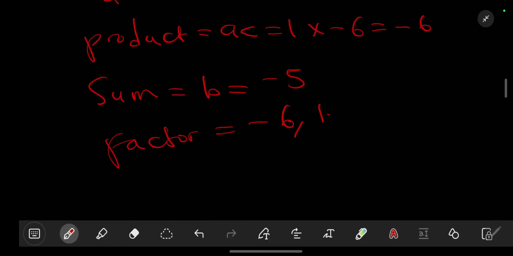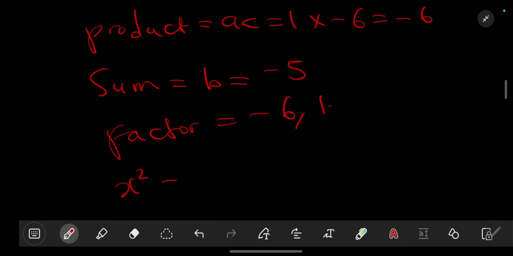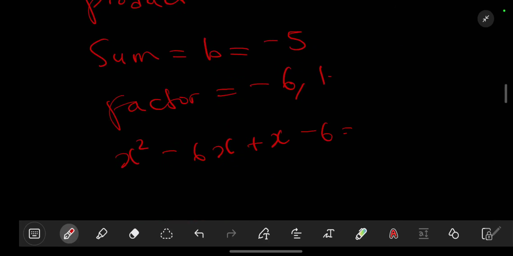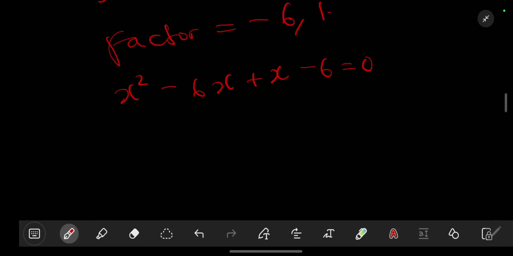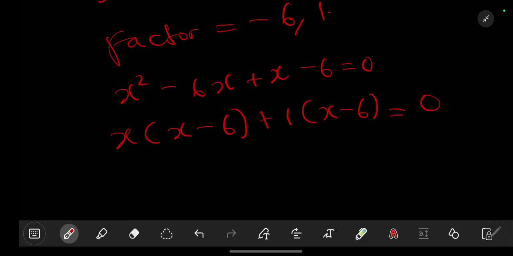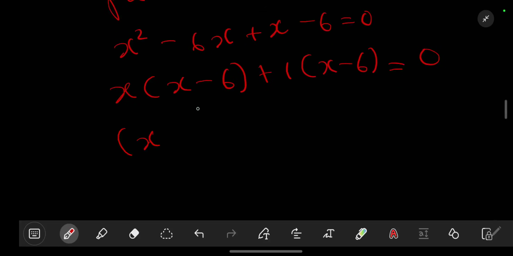So replacing where B is, we are going to have our x squared. Where there is our 5x, we are going to put these numbers, minus 6x, then we have plus our x, then we have our minus 6 should be equal to 0, like that. So with that said, x is common here, so we say x open brackets x minus 6, then we have plus 1 open brackets x minus 6 should be equal to 0. So pick the brackets x minus 6 like that, we have our x plus 1, like that.